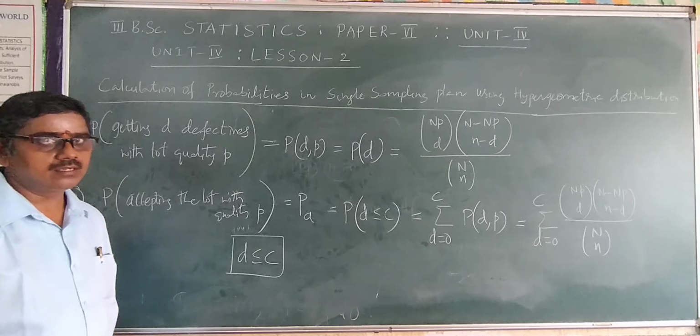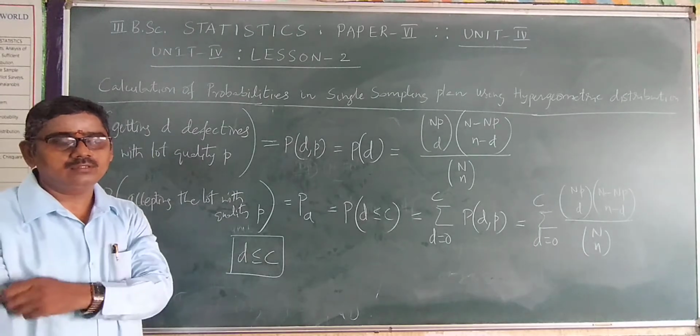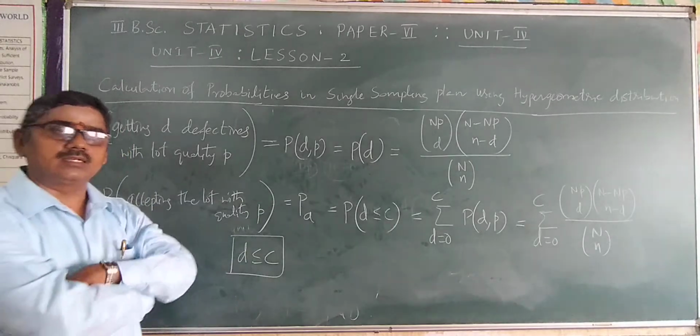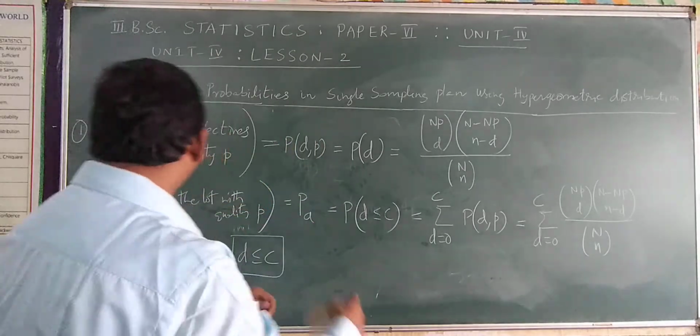Hope you understand. Now we calculate two particular values. One, the producer's risk. Second, the consumer's risk. Okay, one by one.